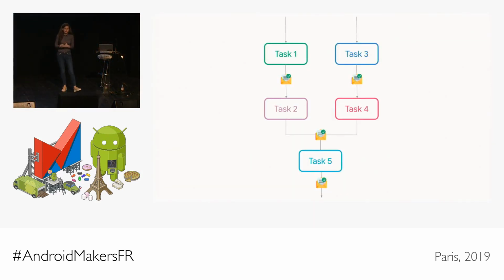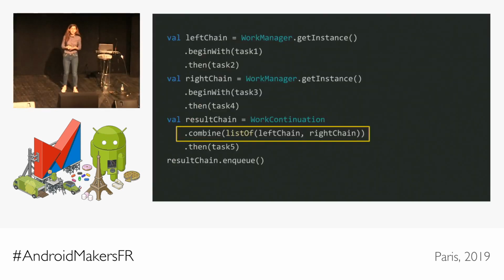A different scenario could be to have more of a graph of tasks. So we have 2 different chains, and the result of those 2 chains will represent the input for task number 5. So we will need to define those 2 chains, the left one for task 1 and task 2, and the right one for task 3 and task 4. And the result chain will also represent a combination of the results of the two other chains. And we will use the combine method from work continuation. And finally, we hand off the task to the system.